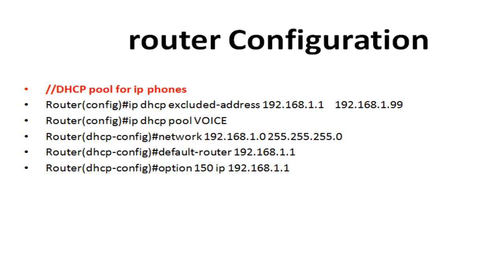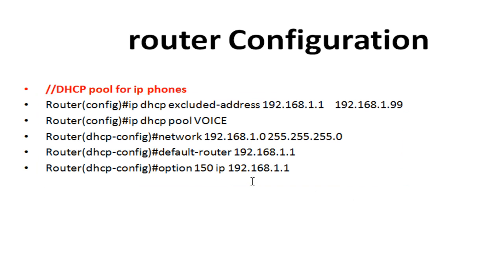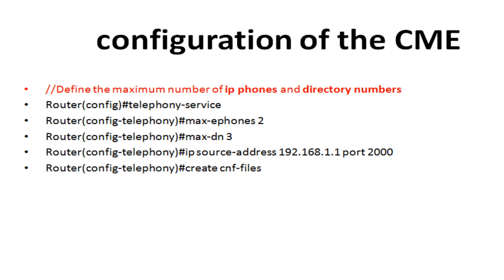On the router side, I set up this router as a DHCP server with a pool which I named voice pool. And don't forget that option 150 up here, because that tells the IP phone where the TFTP server is, so they can download their firmware. On the CME side up here, I define the maximum number of IP phones and the maximum number of directory numbers. So you guys already know that.